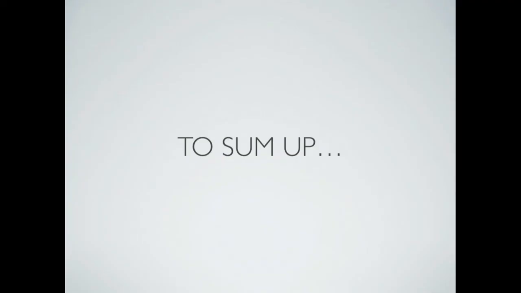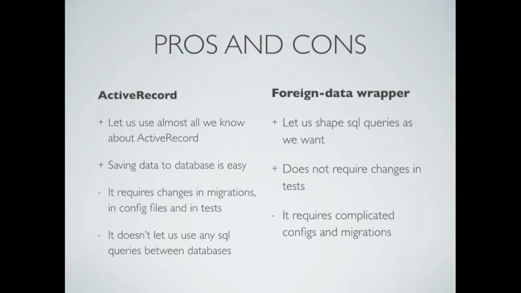And to sum up, I would say that both of the solutions have their pros and cons. With the Active Record way, the setup is quite complicated. It requires changes in many Rails methods, and it doesn't allow us to use joins. But it works very well with data itself. We can save data into the database without any problems using Active Record, and it just works. So it's very convenient.